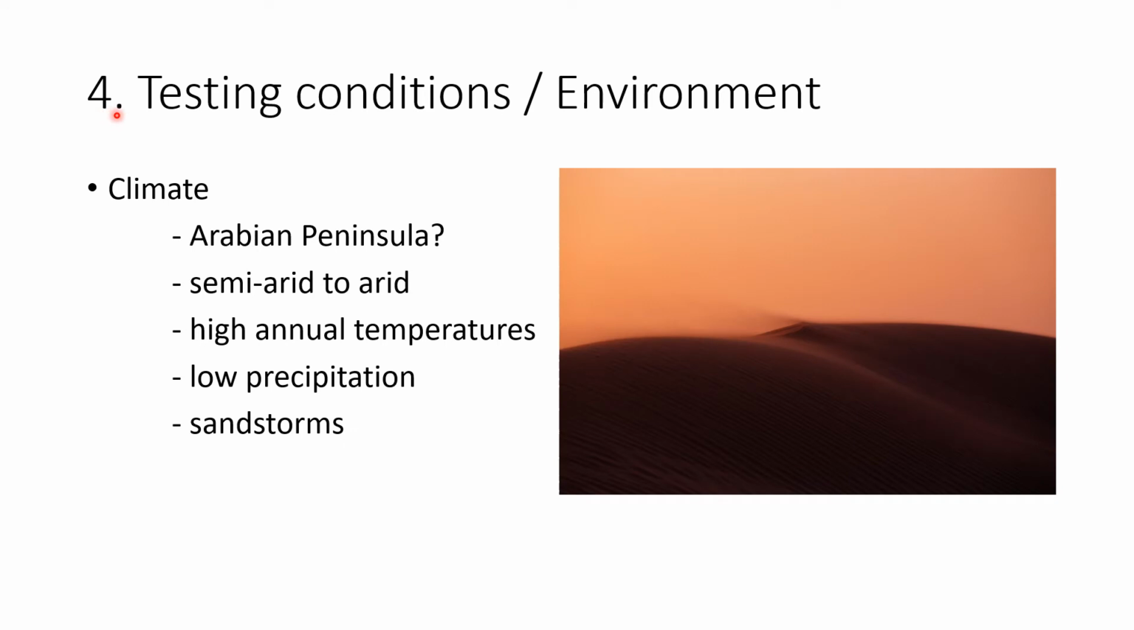Now let's talk about testing conditions and environment. The first of them is climate. I'm assuming that the lamp will be used in the countries on the Arabian Peninsula. I'm not quite sure. I will clarify this with the client, but for now let's just assume that. That means that it will be subject to semi-arid to arid climate, with high annual temperatures, low precipitation, and possibly sandstorms. And we will need to test our lamp in these exact conditions.